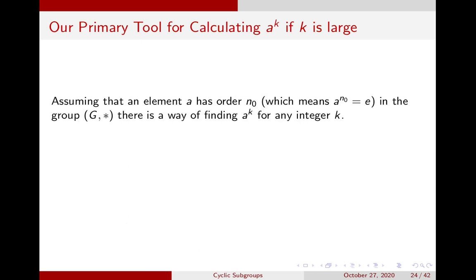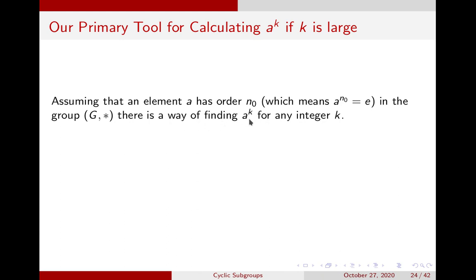And now our primary tool for calculating powers of a to the k for large k's. We're talking about an element that has a finite order n sub 0. So suppose A is a group element and has order n sub 0. That means that A to the n sub 0 is the identity in the group G star.